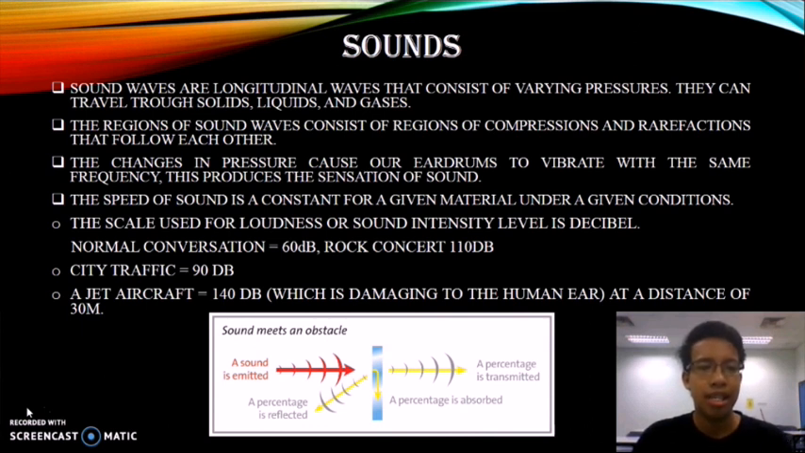Next is wave, wave property. The period T of a wave is the time required for one complete wave to pass a given point, and thus frequency f equals 1 over T, with its unit hertz, cycles per second. The wavelength is the distance between two adjacent wave crests.